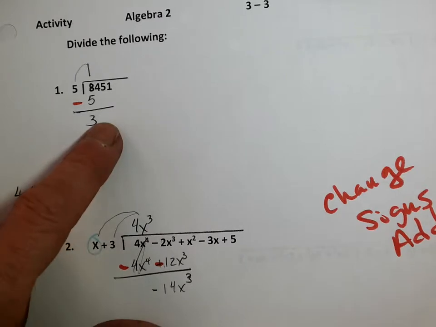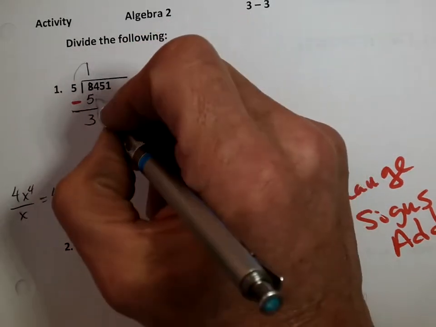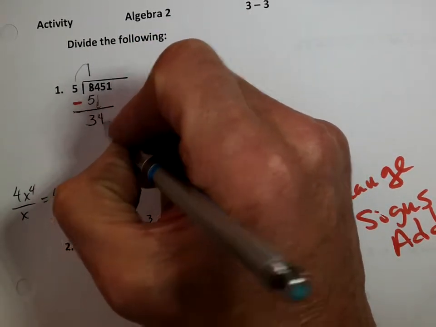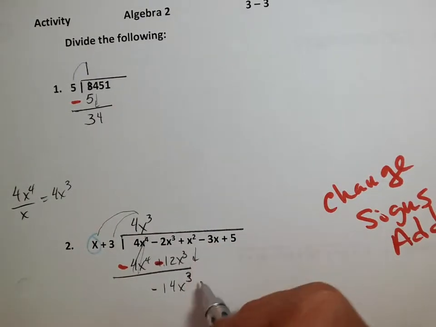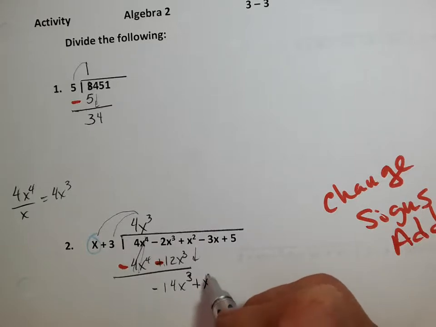Now, the next thing I'm going to do. Up here, I bring down the 4, the next term. I'll do the same step here and bring down my positive x squared.